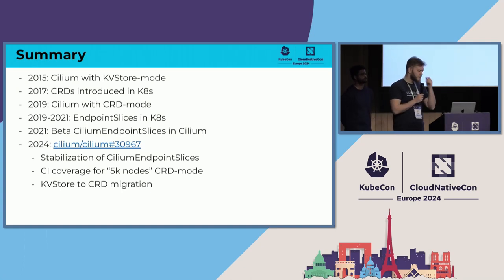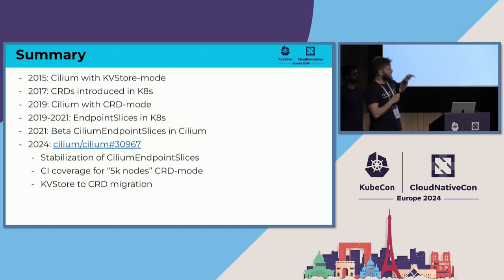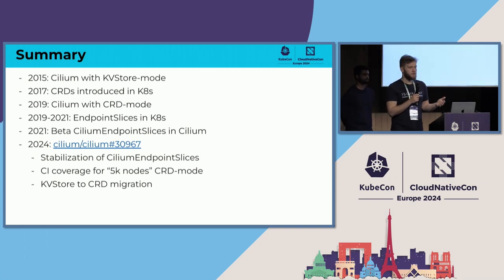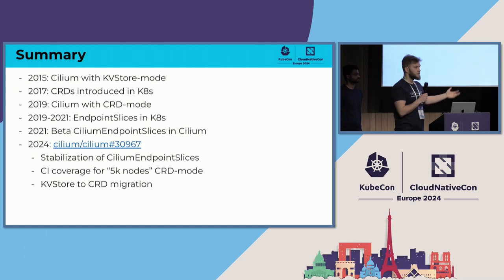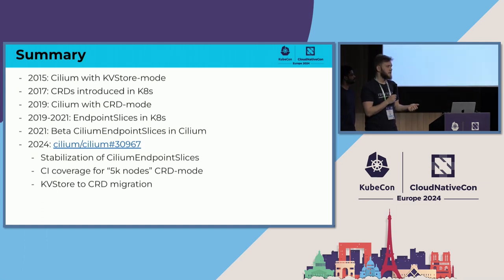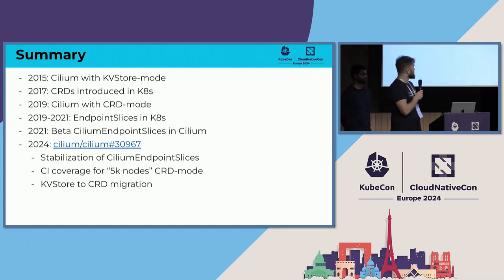So I think the biggest lesson learned with all of that is that you need to consider access patterns in your clusters. Because as the scale grows or the churn increases, you need to be aware of the amount of events that your control plane, whatever it is, either CRD or etcd, needs to handle. And that's the most important thing, I think, to consider when scaling up Kubernetes.